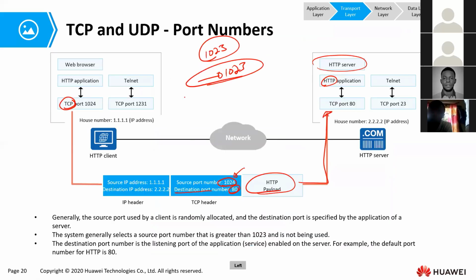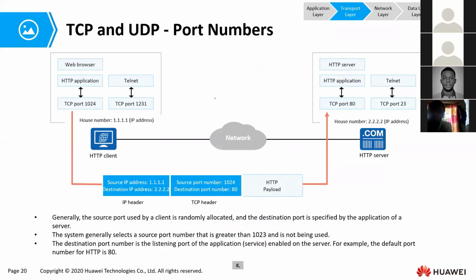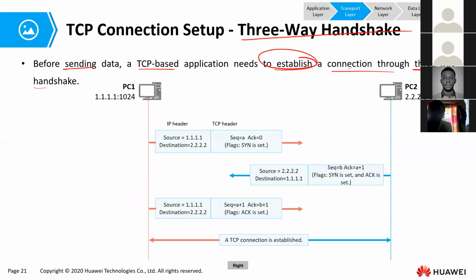So in our previous example, we just mentioned that TCP is sending from its port 1024 for HTTP. So in this case, the sending is at port 1024 for the IP 1111.